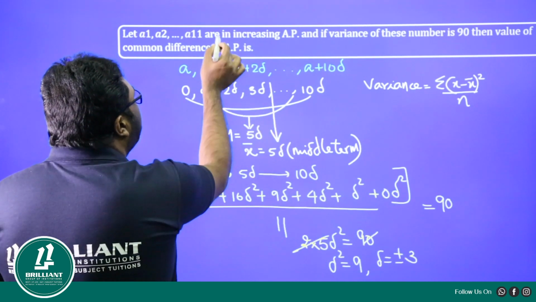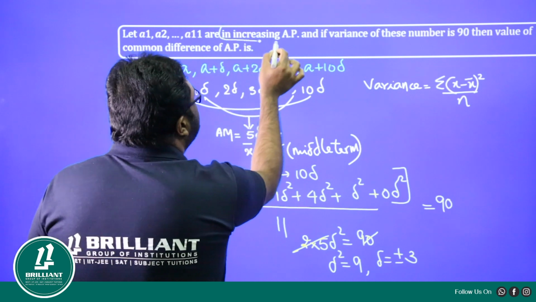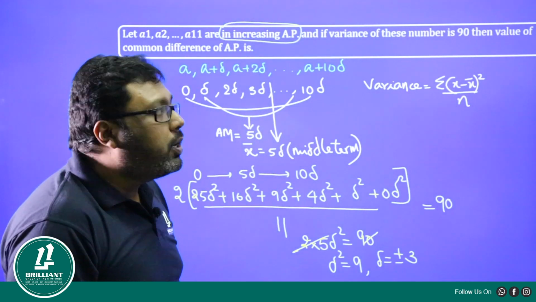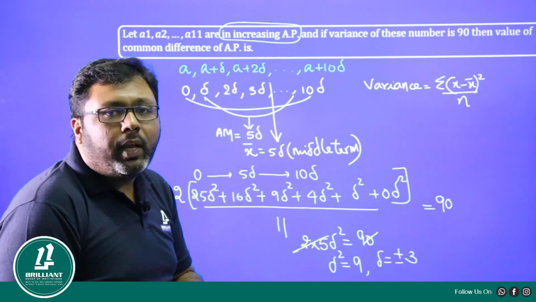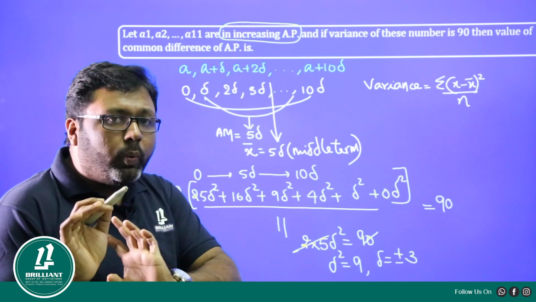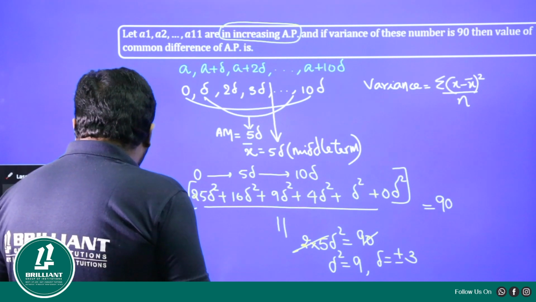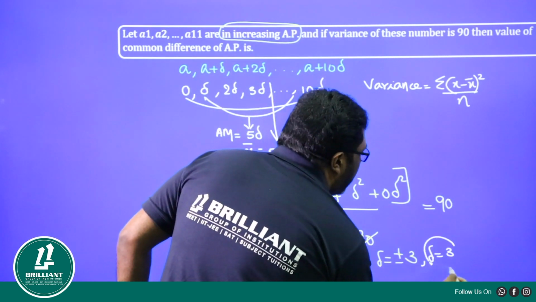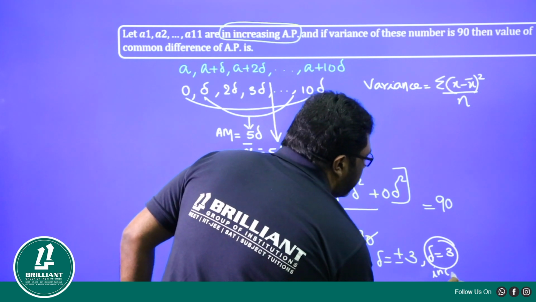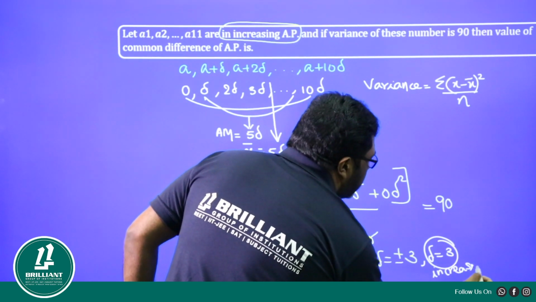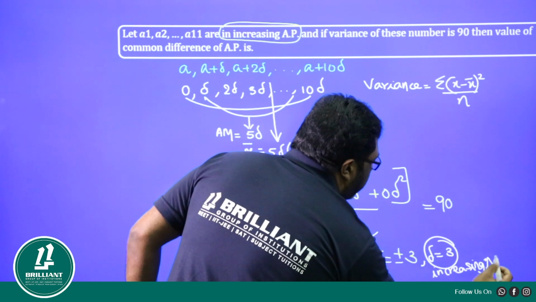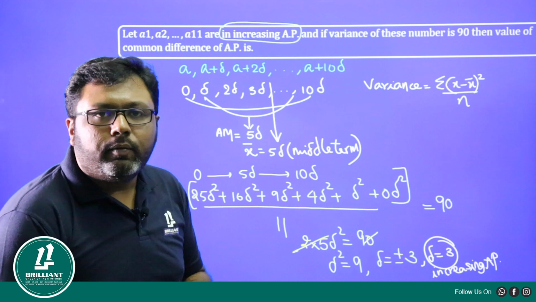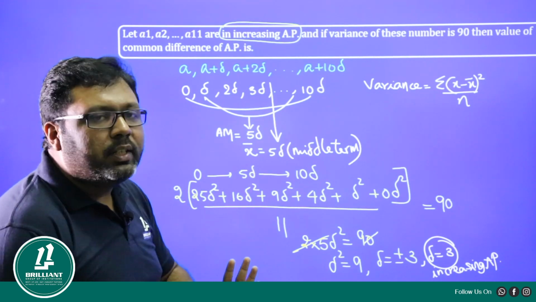Now comes one more important thing. They say it is an increasing AP. If you say plus or minus 3, your answer is wrong, because since it is an increasing AP, the common difference is always positive. So what is your final answer? D is equal to 3 because it is an increasing AP. Is it understood, all of you? Very easy question. Just try to understand it.